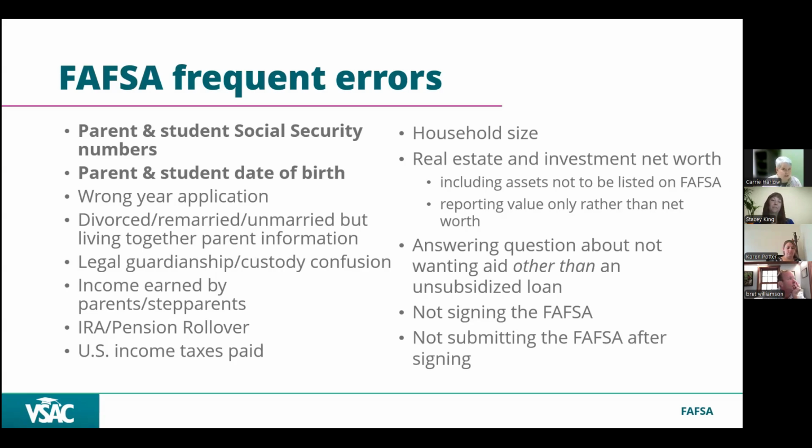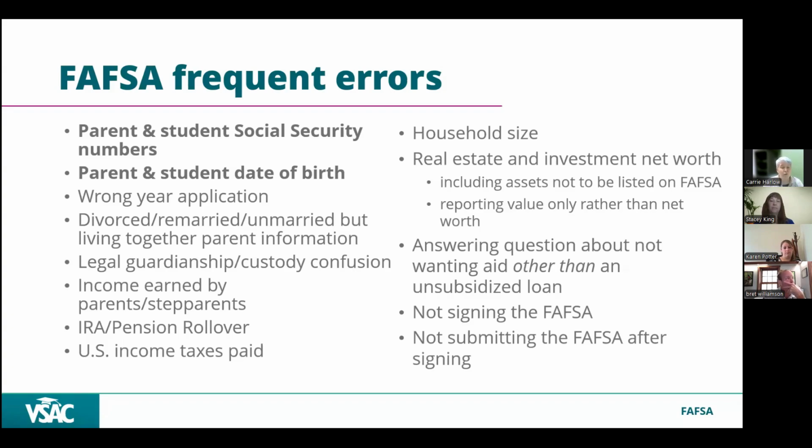Household size is sometimes an issue because there may be a baby expected. You can't count them until the child is born. Real estate and investment net worth. We have people including assets not supposed to be listed, like their home. We have people including their retirement. Oh my gosh, when people report their retirement, that's not to be reported on the FAFSA. And sometimes we have people who report the value of a property rather than the net worth, which is the value minus the debt. So those are really common errors.